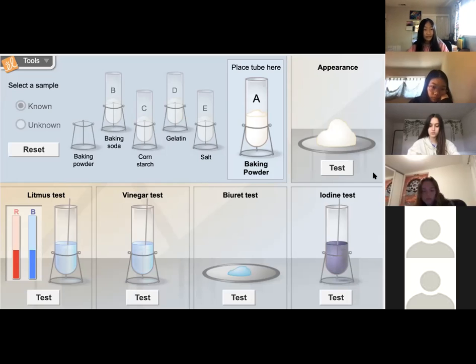All right, so as you can see, the baking powder is white. For the litmus tests, it turned red, and then it also turned blue. For the vinegar test, there were bubbles, for the biuret test it's blue, and for the iodine test it was purple. So just keep these things in mind, and we'll let you guess what each test does to the sample.